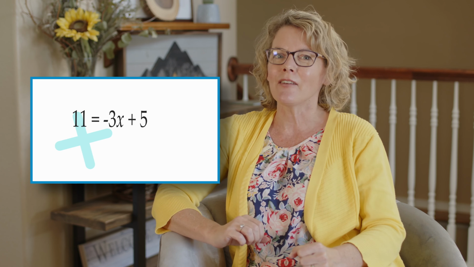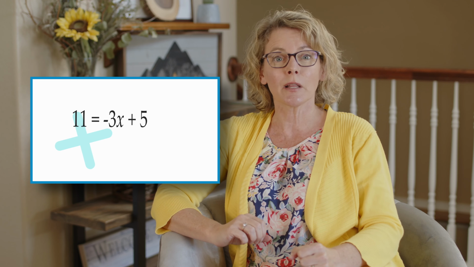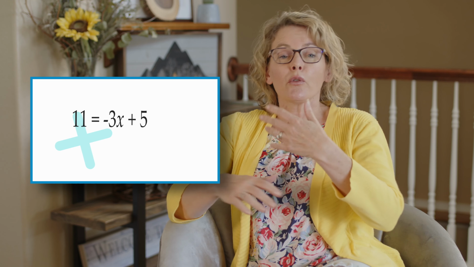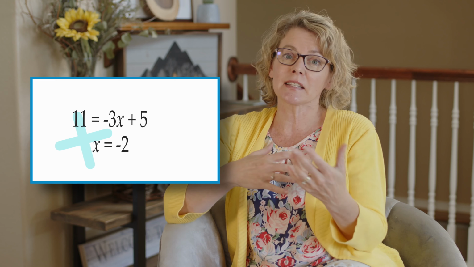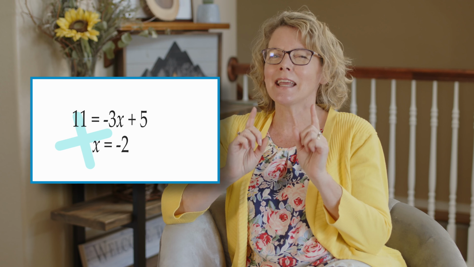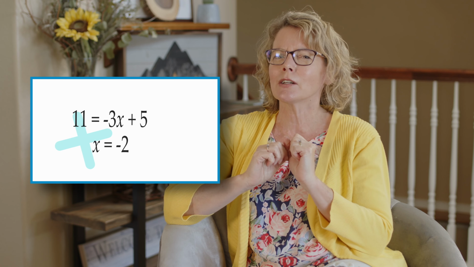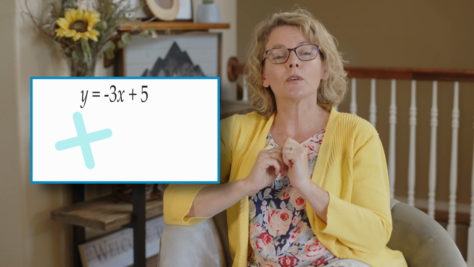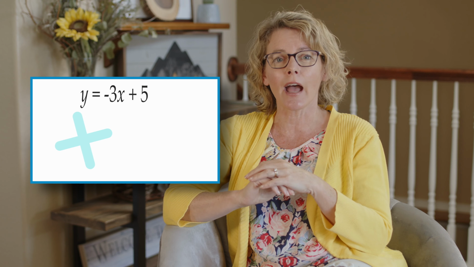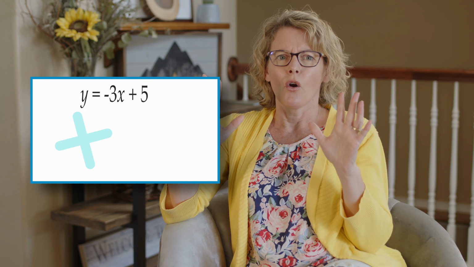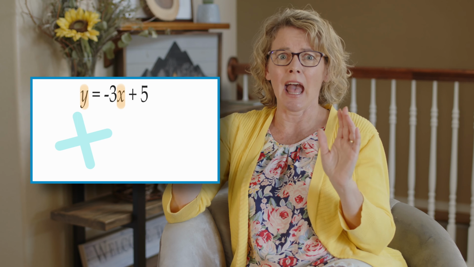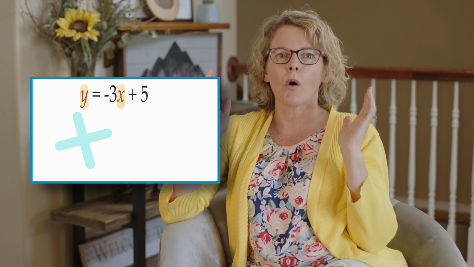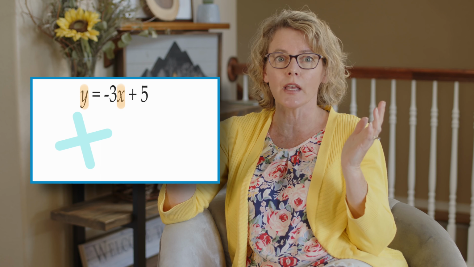So far, you have seen where we have to solve for a variable like this: 11 equals negative 3x plus 5. We would go through our steps and get x equals a number. Today's equations look a little different. Y equals negative 3x plus 5. Wait a minute, we have two variables, x and y. So how are we supposed to solve this?